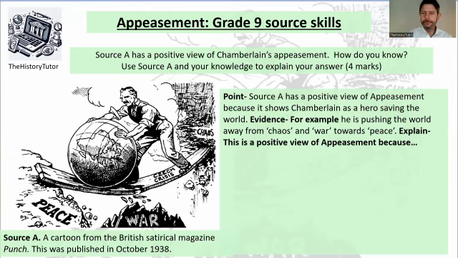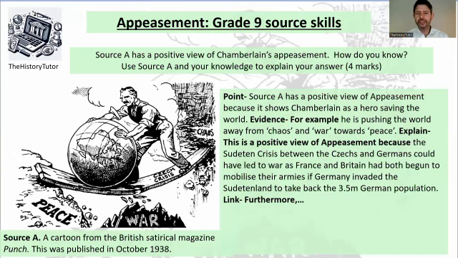Here's what I've gone for. Because the Sudeten crisis between the Czechs and Germans could have led to war, as France and Britain had both begun to mobilise their armies if Germany invaded the Sudetenland to take back the 3.5 million German population. Right, so there's a fear of war if Hitler invades. So it needs a good old negotiation by Chamberlain to solve this.